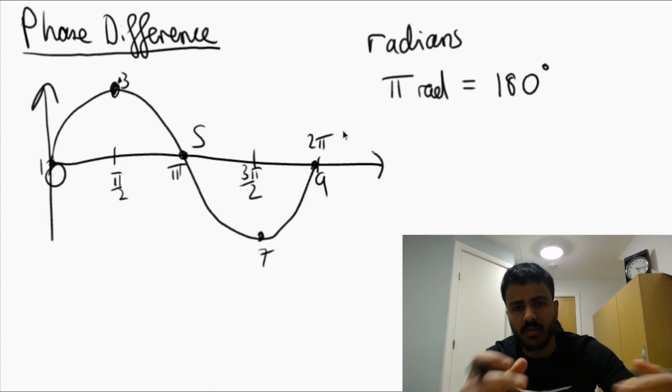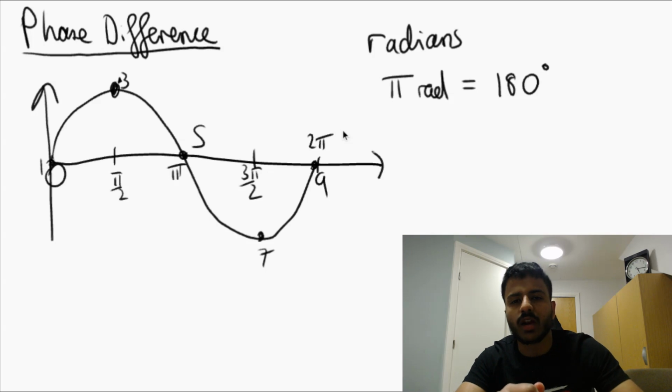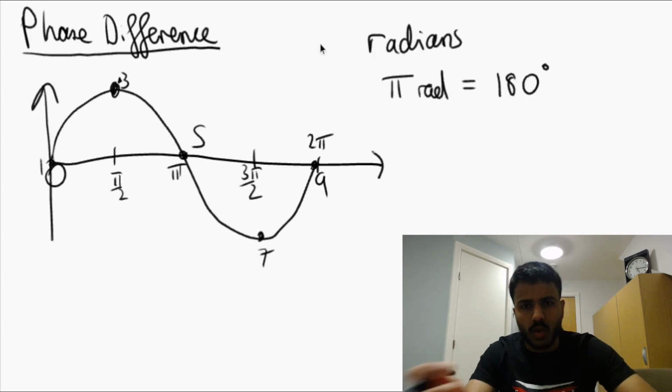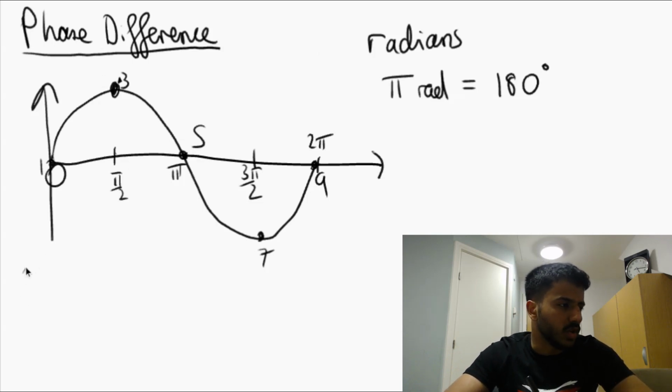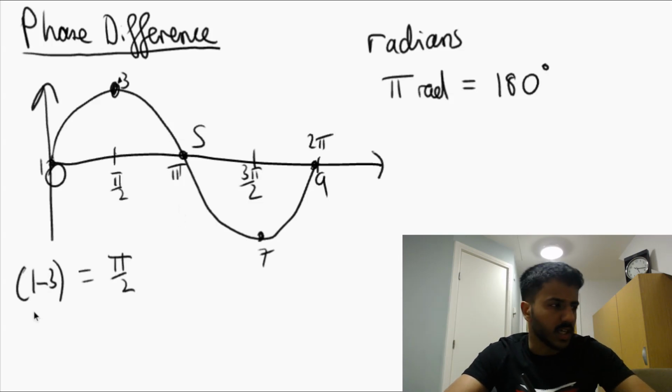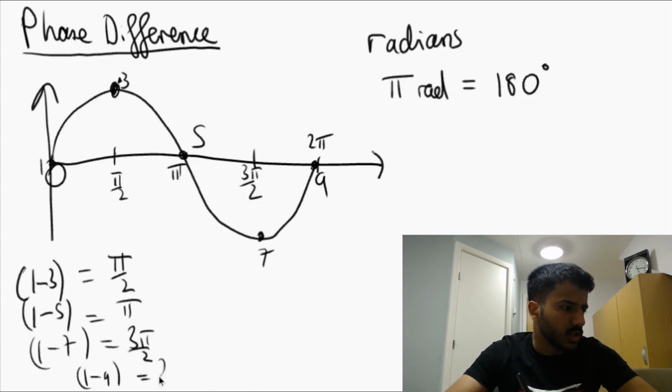Now when you're talking about phase difference, they primarily use radians as the angle, but they can also use degrees. So if I ask what is the phase difference between, let's say, points 1 and 3, we can clearly see that it's pi over 2 minus 0. So the phase difference between 1 and 3 is equal to pi over 2. And you could do that for every point. Let's say between 1 and 5. Well, that's equal to pi. Between 1 and 7 is 3 pi over 2. And between 1 and 9, it's 2 pi.